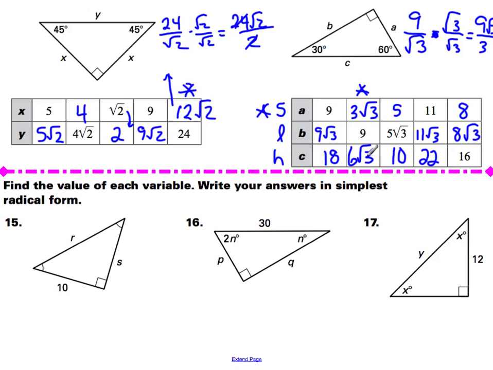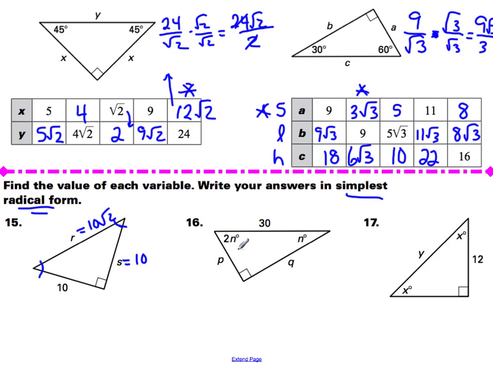These bottom problems aren't so bad. It says find the value of each variable, write your answer in the simplest radical form. This is one thing that we're really stressing: how to rationalize and how to write these in the simplest form possible. This looks to me like it's going to be a 45-45-90 triangle just because of these two pieces. So if this is 10, I think S is 10, and R is going to be 10 times the square root of 2.